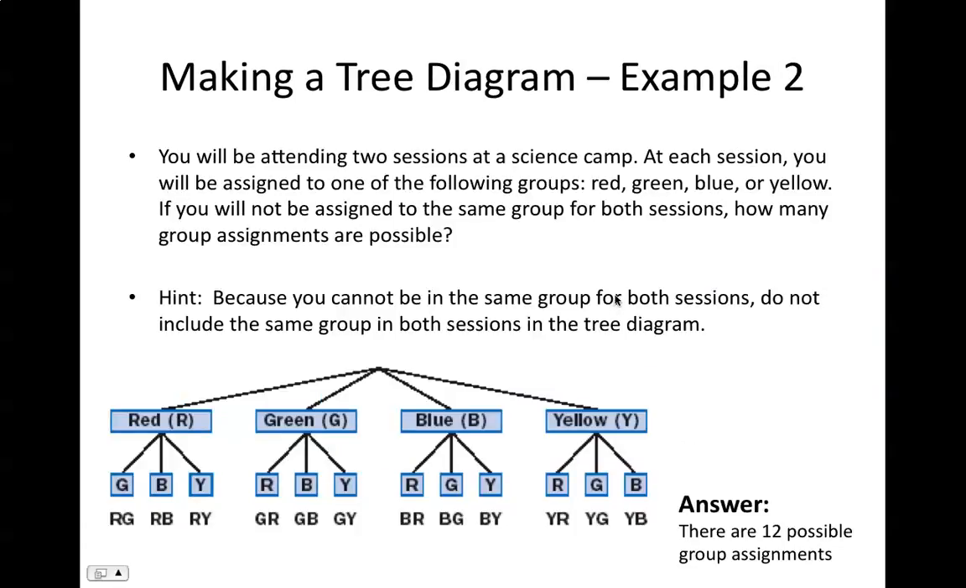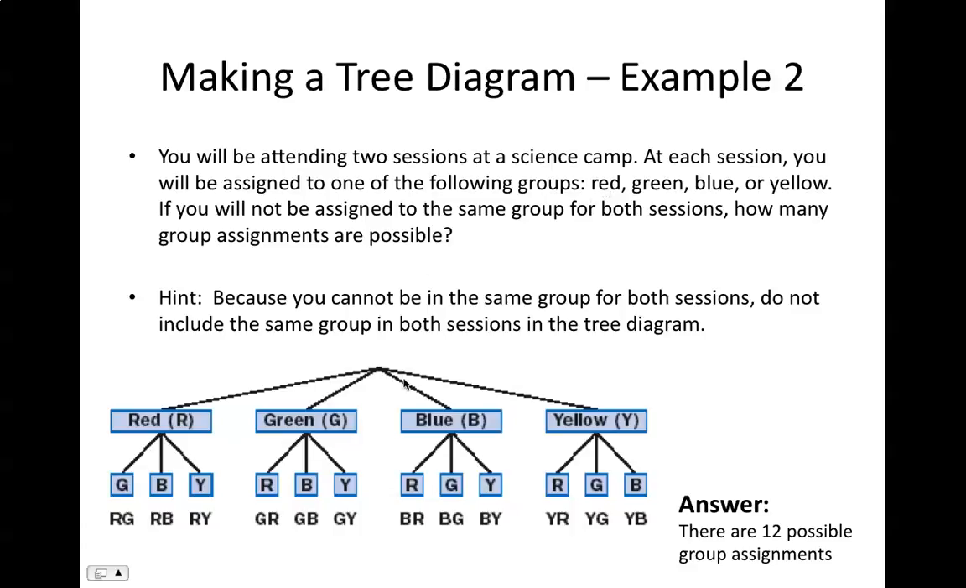Alright, here's another example of making a tree diagram, and this one is a vertical tree diagram. The situation we'll look at now is that we're going to be attending 2 sessions at a science camp. At each session, you will be assigned to one of the following groups. We'll either be in the red group, the green group, the blue group, or the yellow group. We will not be assigned to the same group for both sessions. So, how many possible outcomes do we have? For example, if session 1 were red, session 2 we would not be red.